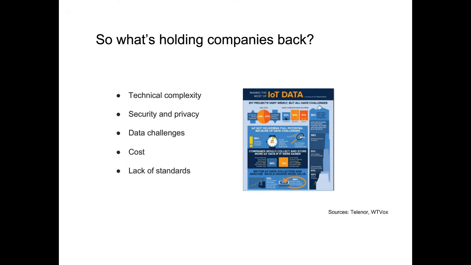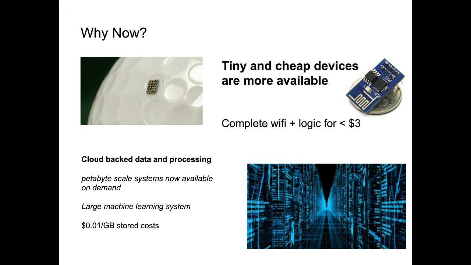So just to highlight what's holding companies back, it's the technical complexity, security and privacy, data challenges, cost, lack of standards. All of these are absolutely valid concerns. But why now is a great time for IoT? Well, tiny and cheap devices are more available. Complete Wi-Fi plus logic for less than $3. Cloud-backed data and processing. So large machine learning systems and petabyte scale systems now available on demand. And we're talking about a cent per gigabyte of stored cost. So foundationally, we feel like we're in an interesting time when all of these things are possible.